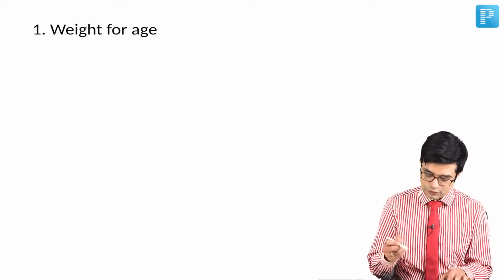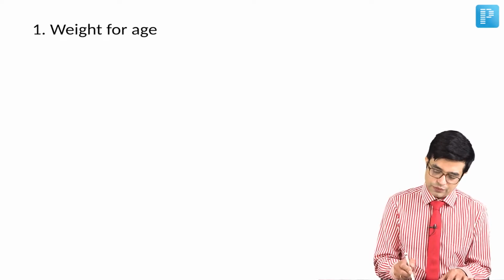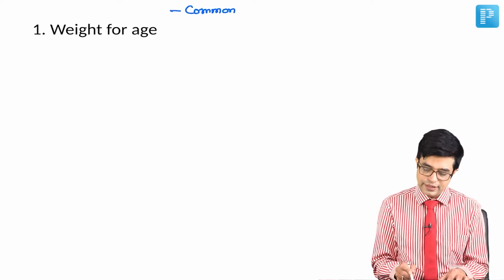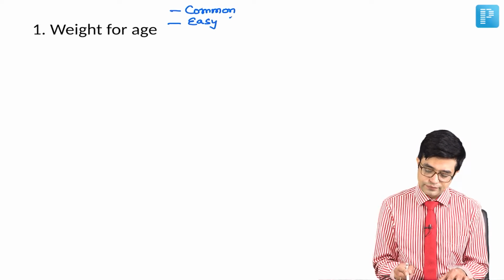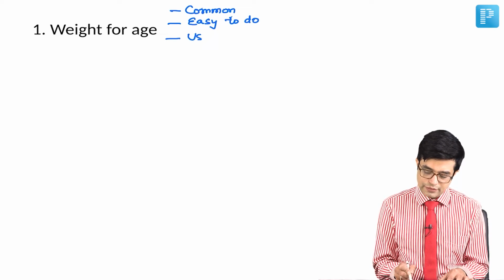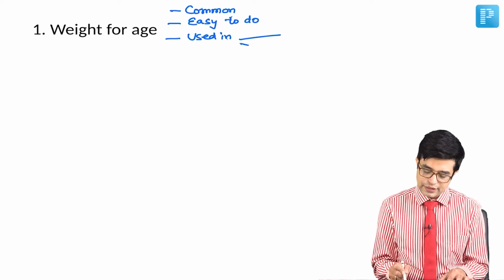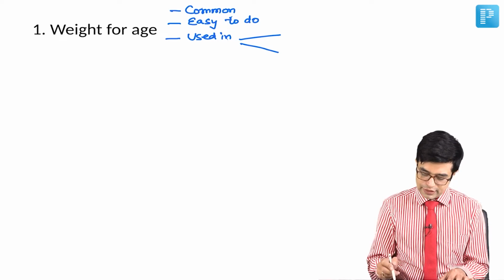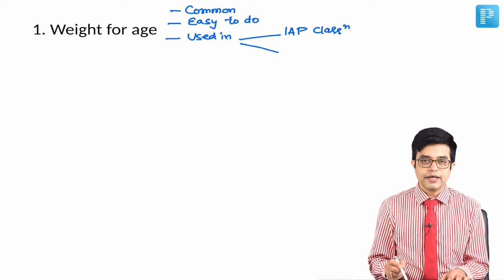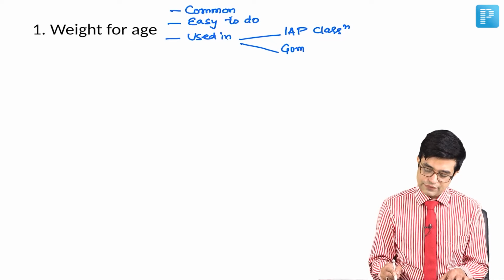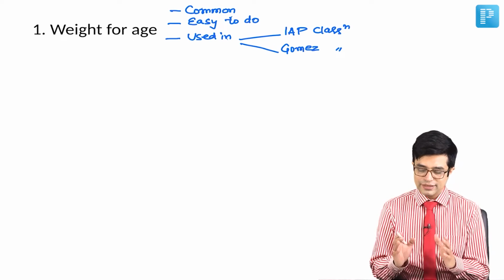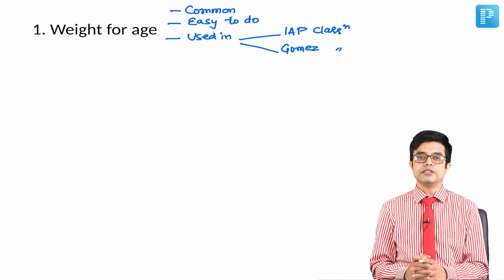So weight for age, what are the things that you need to know from entrance point of view? Weight for age is a commonly used index. It is easy to do. And weight for age is used in multiple classification systems. Two important ones you need to remember. It is used in Indian Academy of Pediatrics classification. It is also used in Gomez classification, in the United States, on which CDC charts have been based. So these are the two classification systems where weight for age is used.